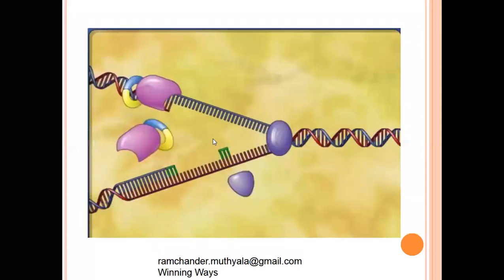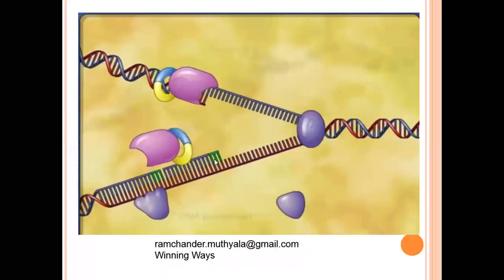But on the lagging strand, RNA primers are repeatedly attached on the templates, and with the help of DNA polymerase 3, a new DNA copy is synthesized from each RNA primer fragment. And finally, the RNA primers are replaced with DNA with the help of DNA polymerase 1 enzyme.